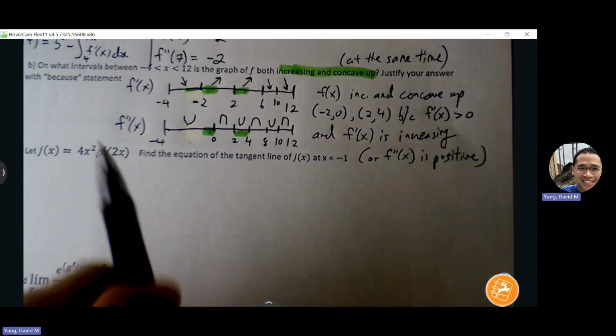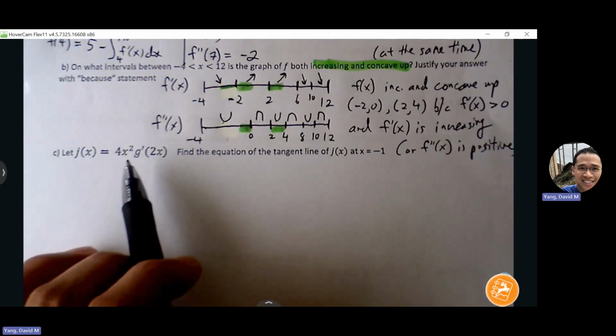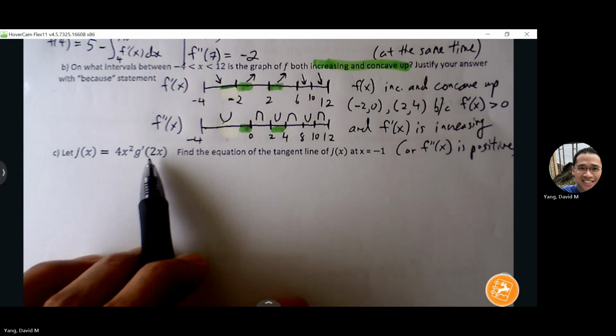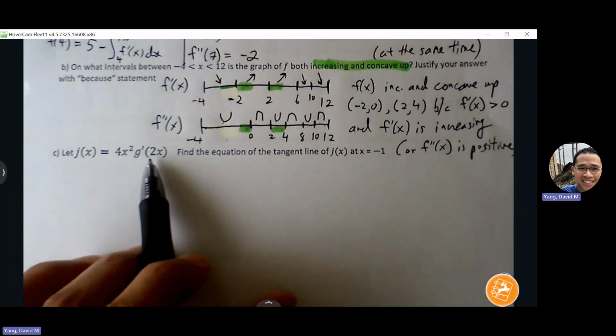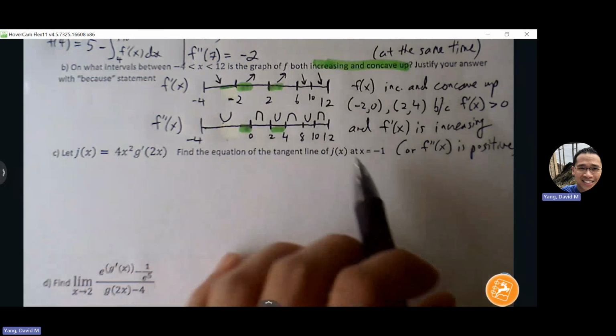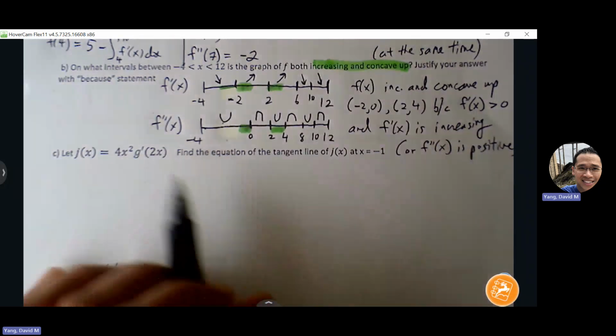Okay, part C, we've practiced this more recently. What rule would you go through to find the derivative? Product and Chain. Okay. And then equation of tangent line, right? You plug -1 in to get the ordered pair. Once you find the derivative, plug that in to get the slope and then point slope formula.